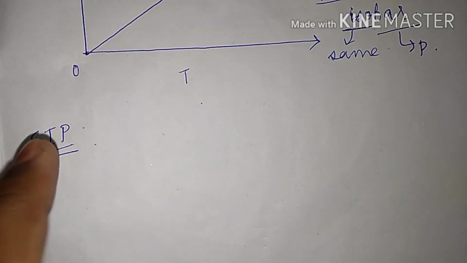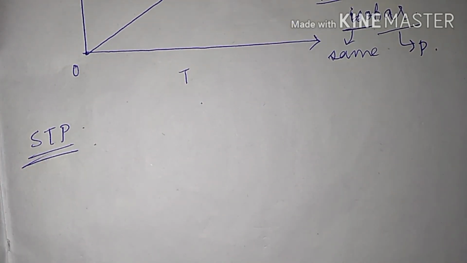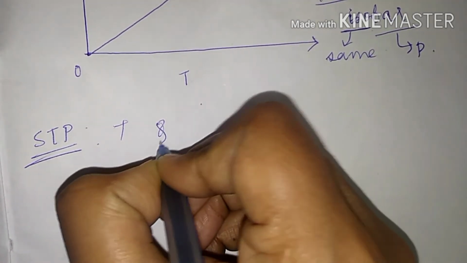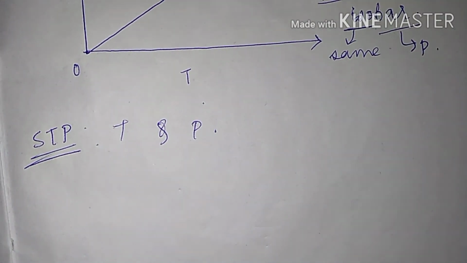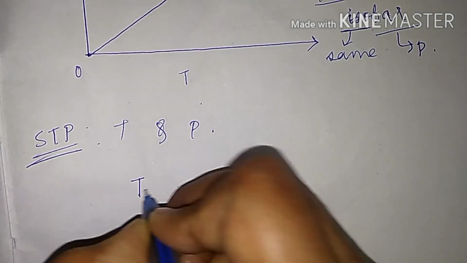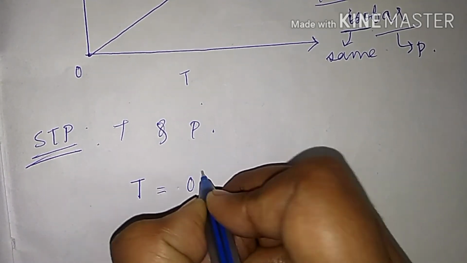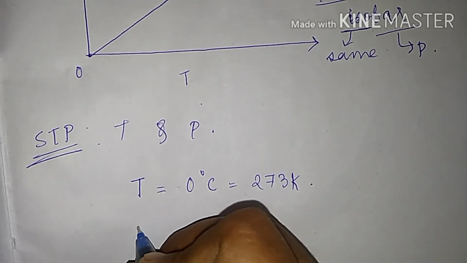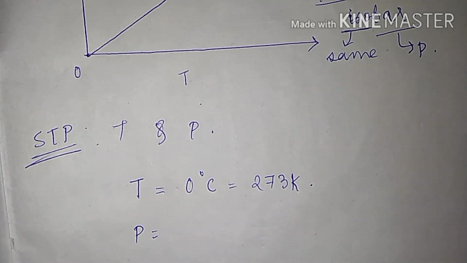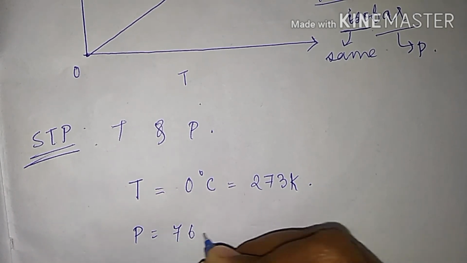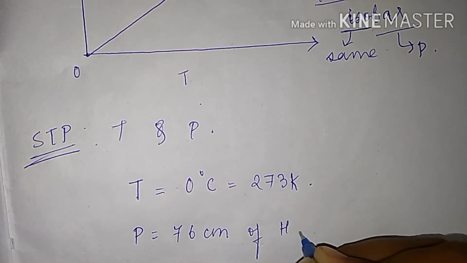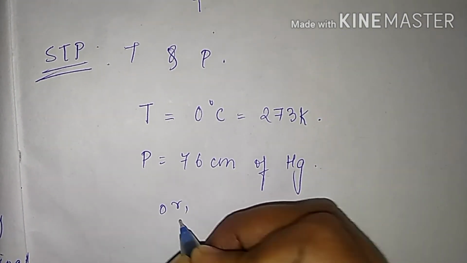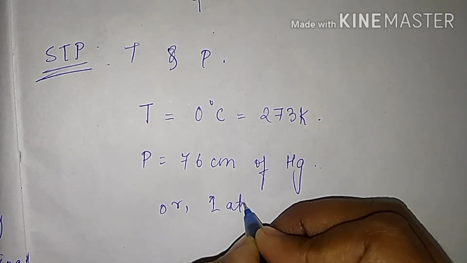A short note on STP. The volumes of gases change with temperature and pressure. Hence, a standard value of temperature and pressure is chosen to which gas volumes are referred. This standard temperature is 0 degrees Celsius or 273 Kelvin, and the standard pressure is maintained at 76 centimeter of mercury or 1 atm pressure.